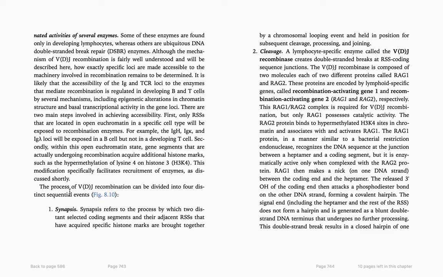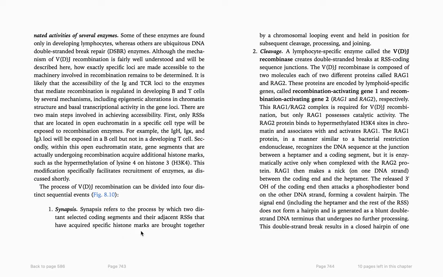The process of VDJ recombination can be divided into four distinct sequential events. First, synapsis. Synapsis refers to the process by which two distant selected coding segments and the adjacent RSS that have acquired the specific histone marks are brought together by a chromosomal looping event and held in position for subsequent cleavage, processing, and joining.